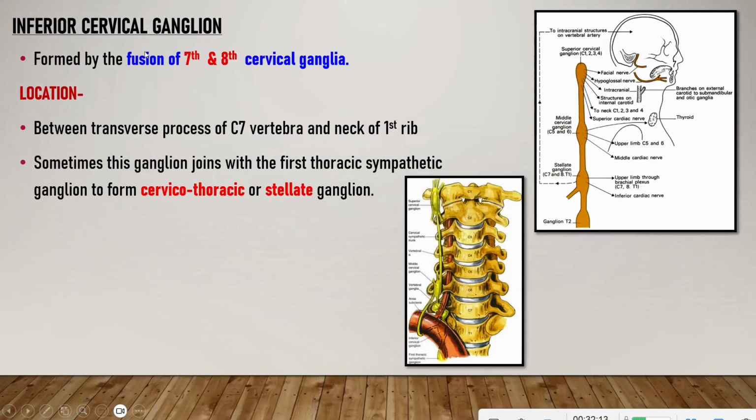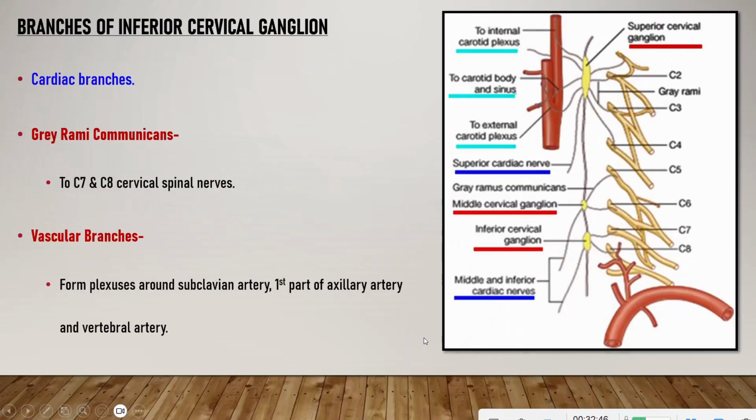Okay, then the inferior cervical ganglion, it is formed by the seventh and eighth cervical ganglia. Where is it present? It is present between the transverse process of C7 and the neck of the first rib. This ganglion joins with the first thoracic sympathetic ganglion to form the cervicothoracic or stellate ganglion. I have already told you. So you can see the superior, middle and inferior cervical ganglion, and the inferior cervical ganglion fusing with the first thoracic sympathetic ganglion, that is known as the stellate ganglion. You can see ansa subclavia.